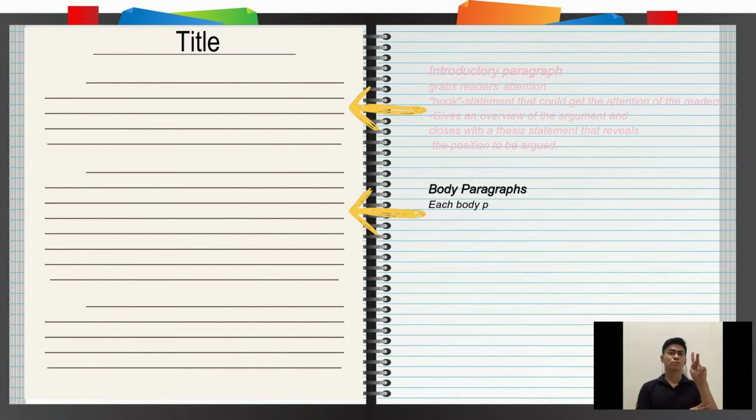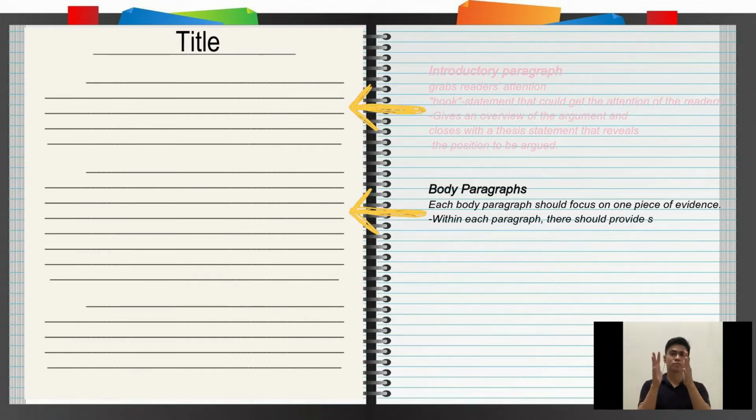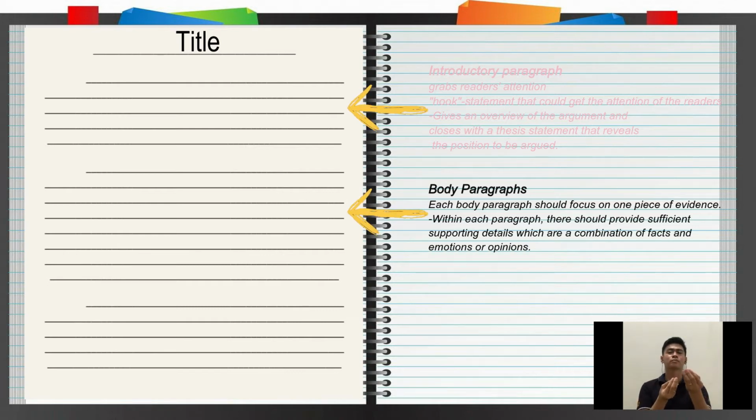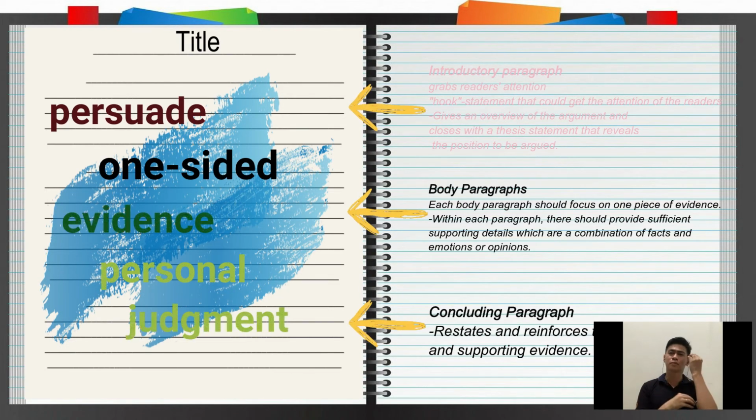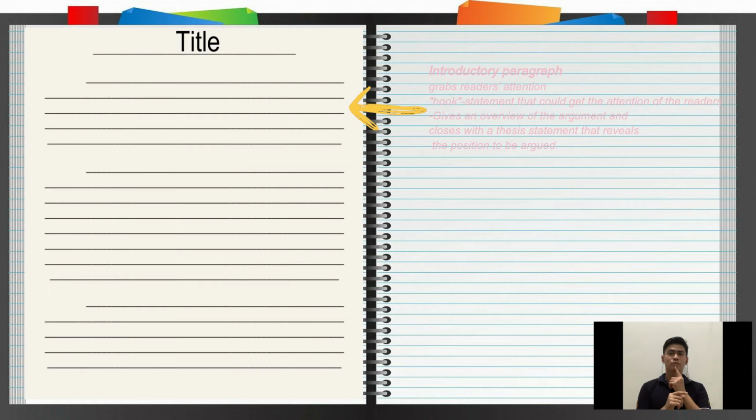Then, the body paragraphs, where each body paragraph should focus on one piece of evidence. Within each paragraph, there should be sufficient supporting details, which are a combination of facts and emotions or opinions. And the concluding paragraph, which restates and reinforces the thesis and supporting evidence. Keywords to remember in persuasive writing are persuade, one-sided, evidence, personal judgment.